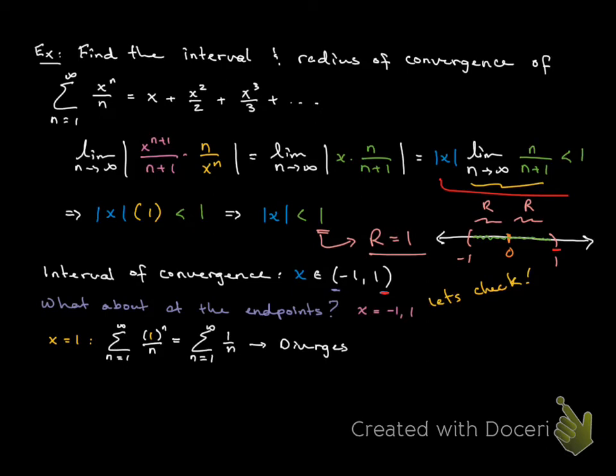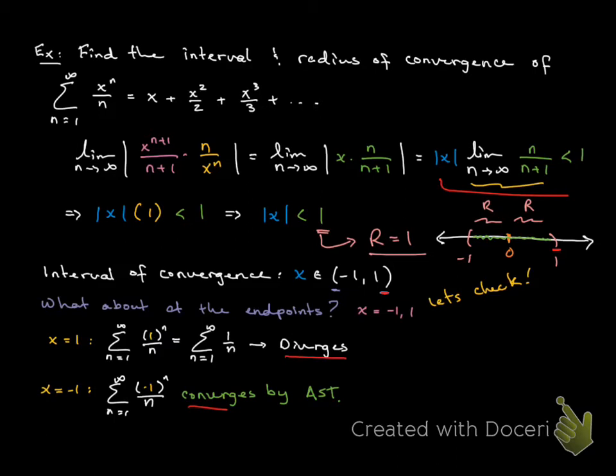Let's check when x is minus 1. We get a slightly different series to work with here. Minus 1 to the n over n. This is one of the examples we did in 9.5 dealing with alternating series. If you apply the alternating series test here, you will find that this series converges. Converges by the alternating series test. So what we've got is one endpoint where the power series converges and one where it diverges. That's going to change our interval of convergence.